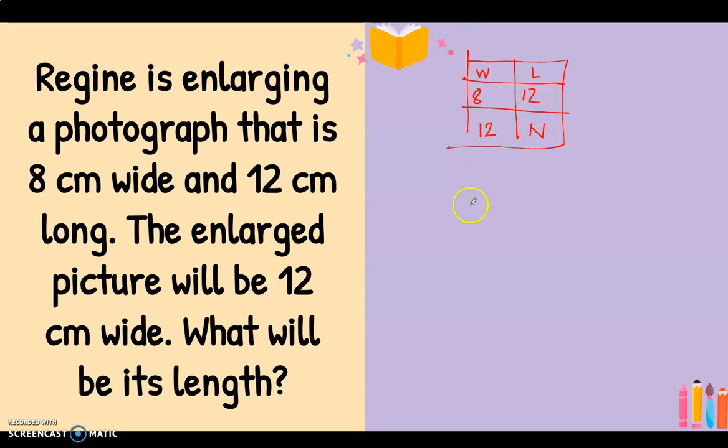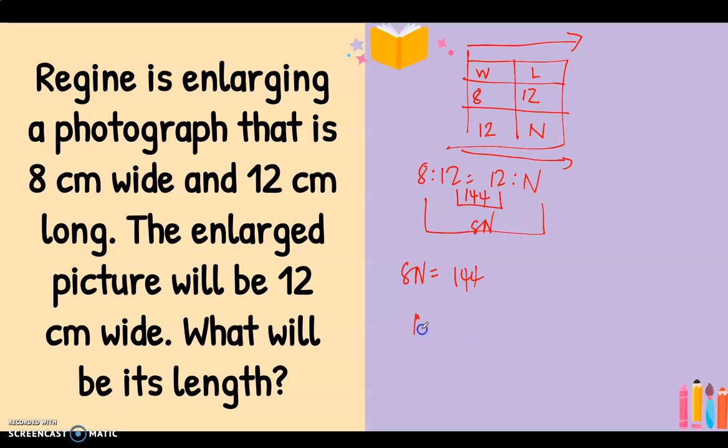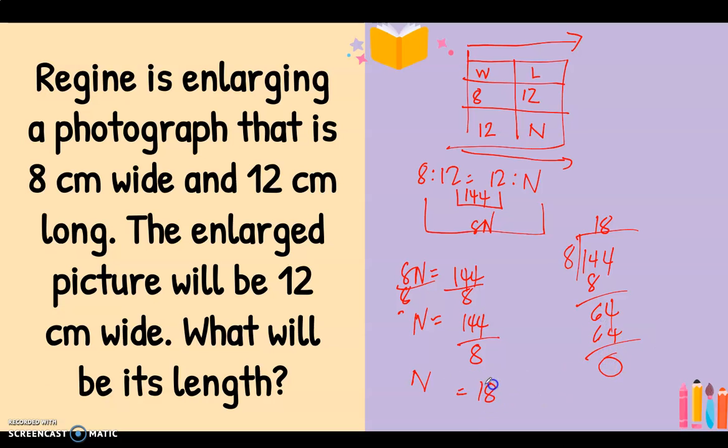Then when you write it, make sure you write it in one direction only, which is 8 is to 12 is equals to 12 is to n. So we have 12 times 12, that is 144. 8 times n is 8n. So 8n is equals to 144. n is equals to 144 divided by 8. So 144 divided by 8, 1, 8, 64, 8. Okay, no more remainder. Then the answer is 18.